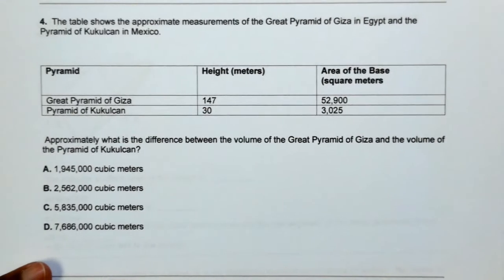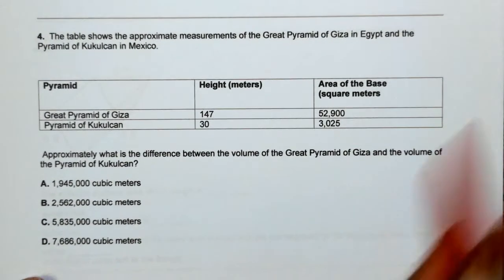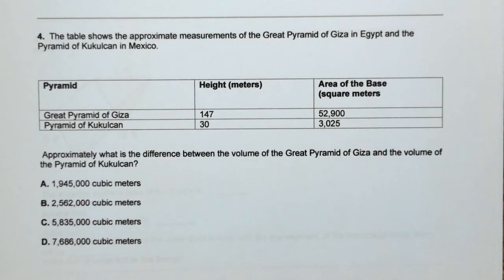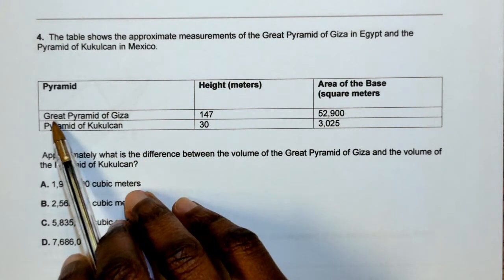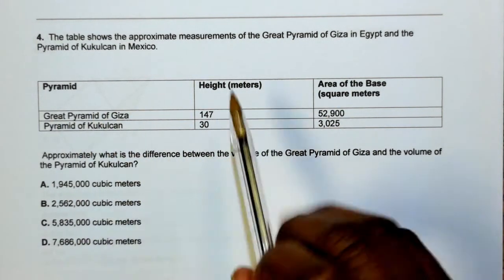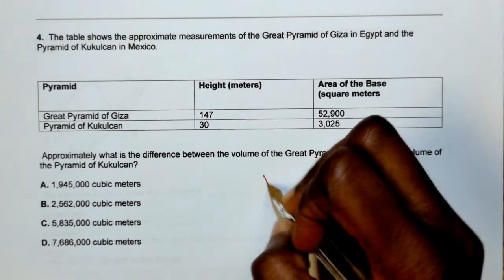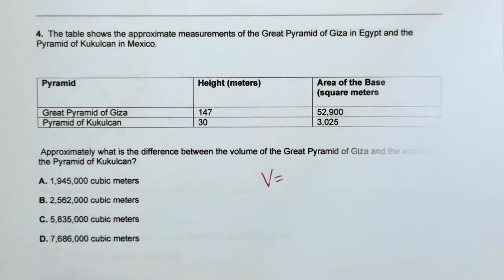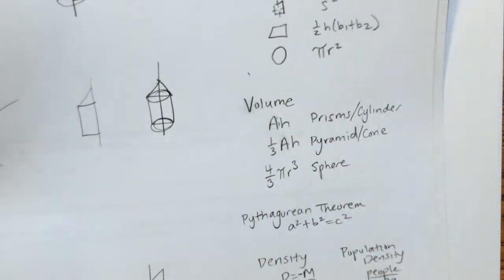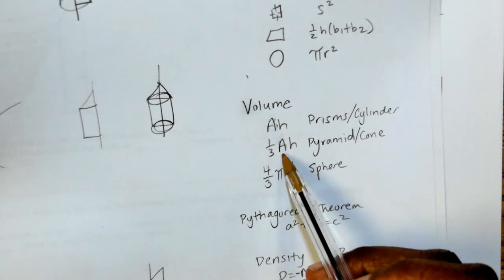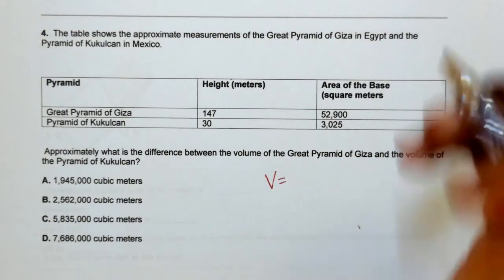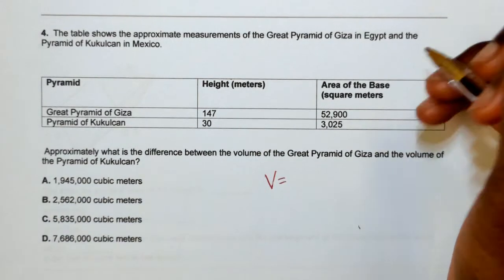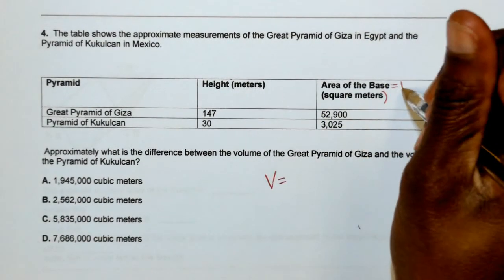Okay, number 4, the pyramids are given, and they give you the two types of pyramids and the height and the base. So the volume formula for a pyramid from the front is 1/3 AH, and A is 1/3 BH. The A is the area of the base shape. So we don't know the base shape. It doesn't tell if it's a square pyramid, a triangular pyramid. So they've actually just given us the B.